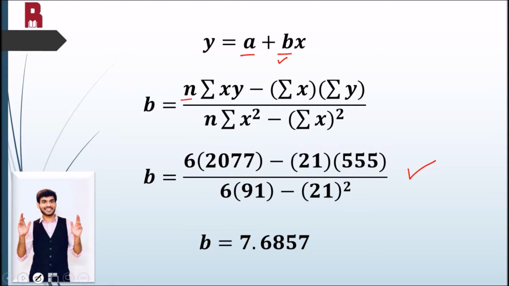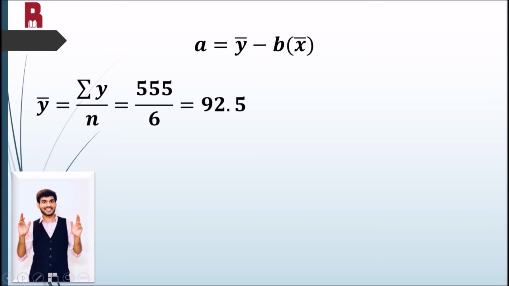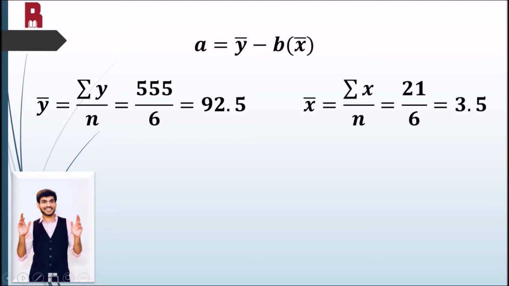The next step will be to calculate A, which is given by the formula A is equal to y bar minus B into x bar. What we will have to do is calculate y bar and x bar first. Y bar is nothing but the mean, which is given by the formula summation y divided by n. That comes to 555 divided by 6, which is nothing but 92.5. And getting the value of x bar, summation x upon n, which is equal to 21 divided by 6, is equal to 3.5.